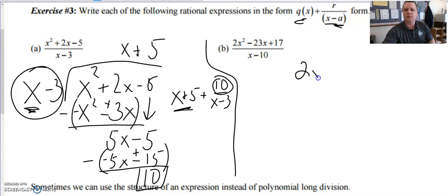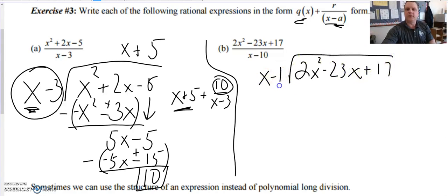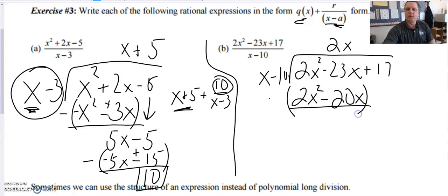The next one, 2x squared minus 23x plus 17 divided by x minus 10. I need a 2x squared first, so that means I need a 2x. 2x times x is 2x squared. 2x times negative 10 is a negative 20x. Subtract, so I change both signs. I get a negative 3x plus 17.